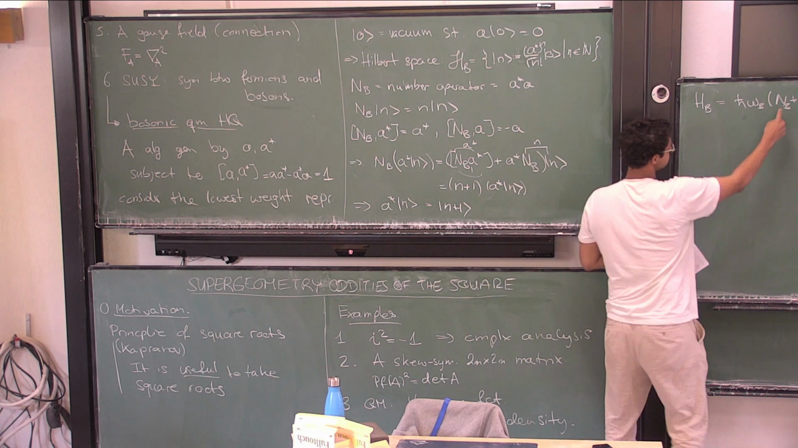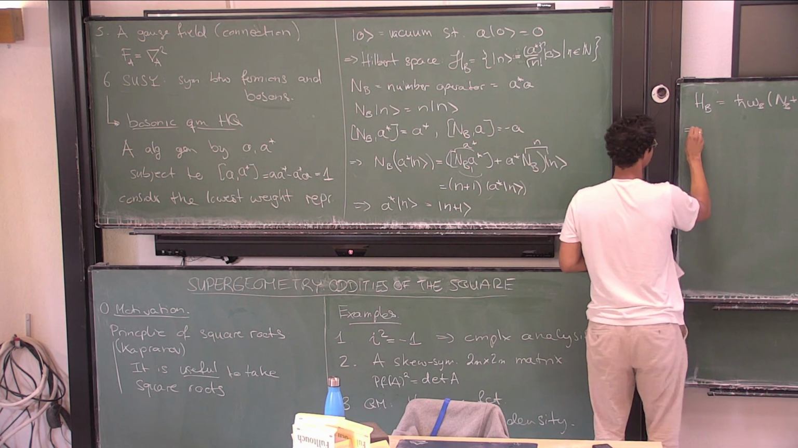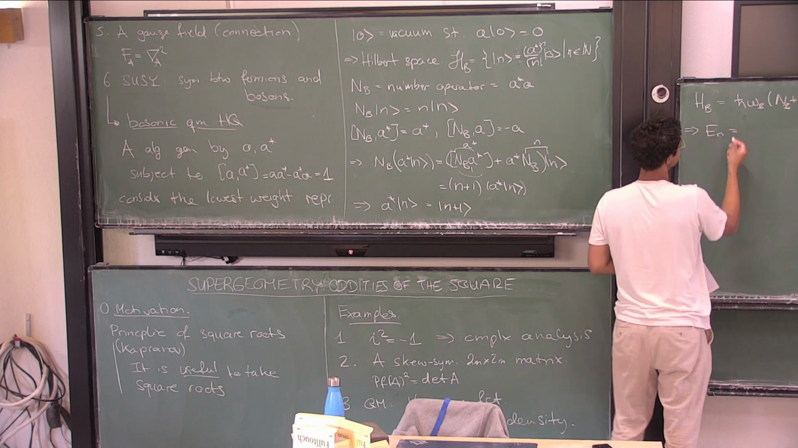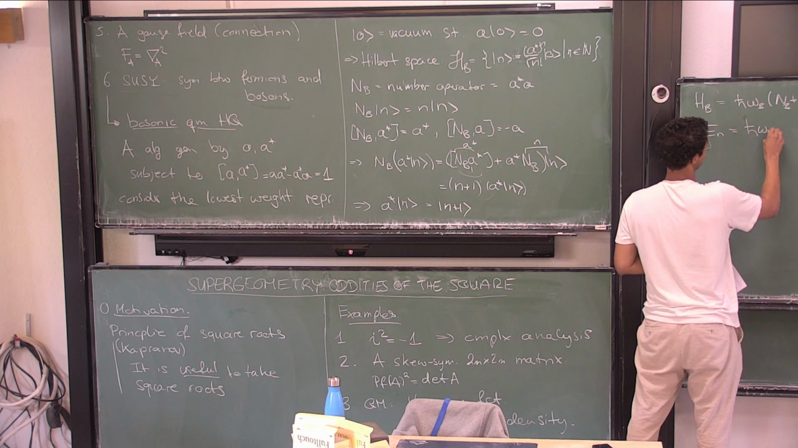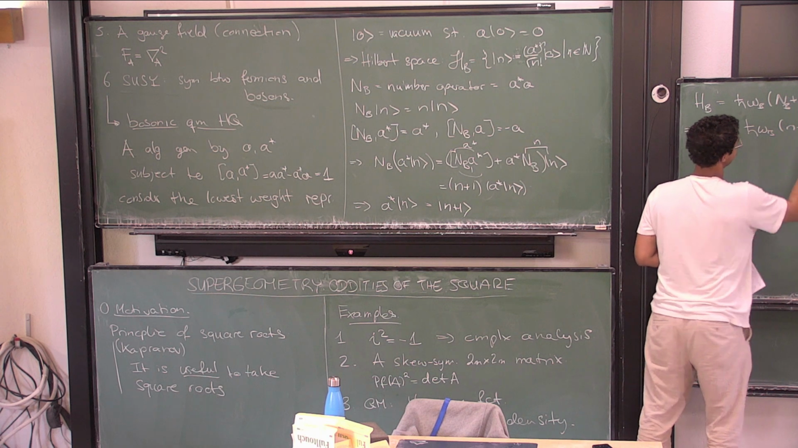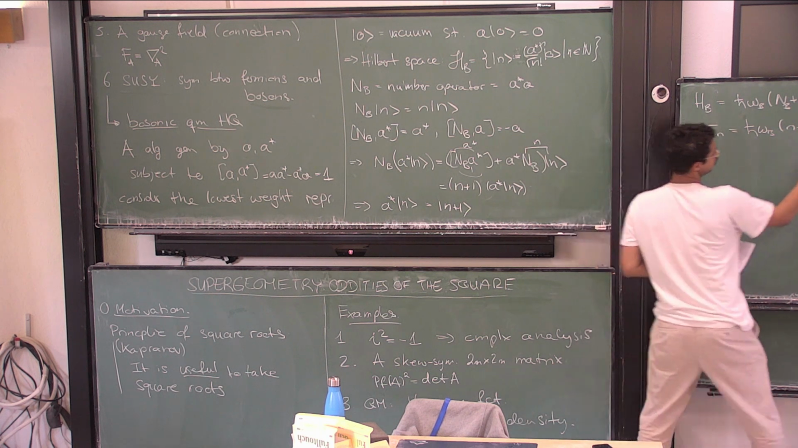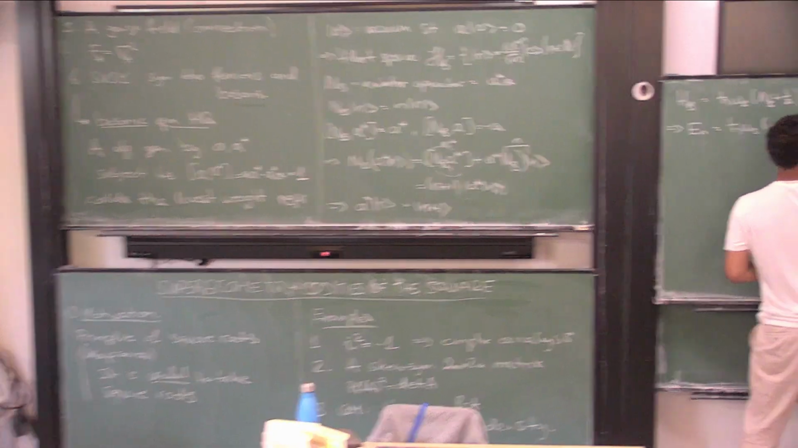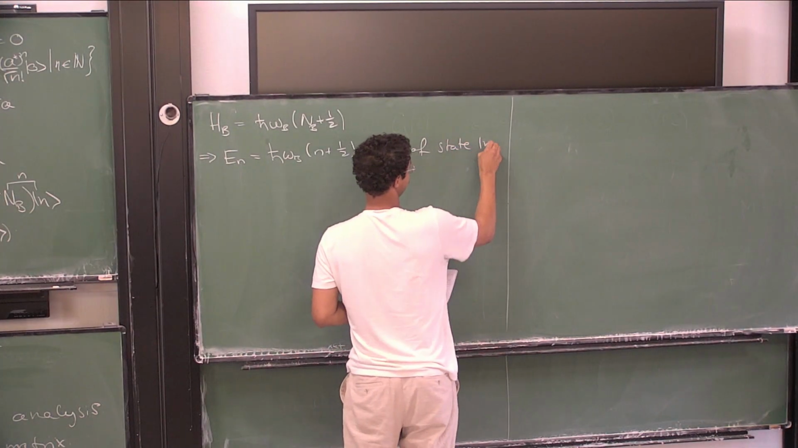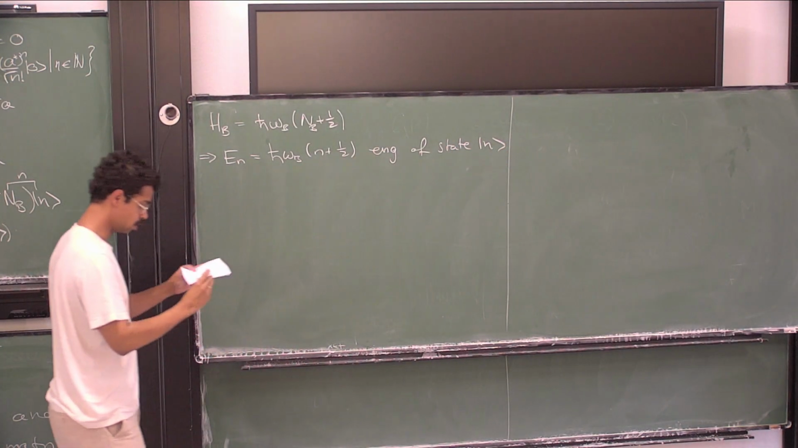Good, since NB is diagonal, the energy is also diagonal. So this is just the energy of the state N.